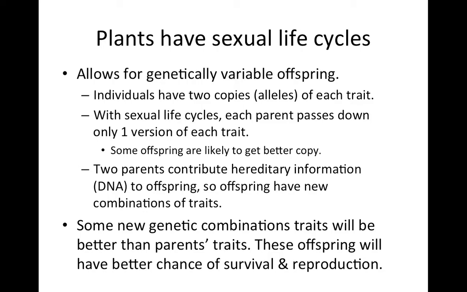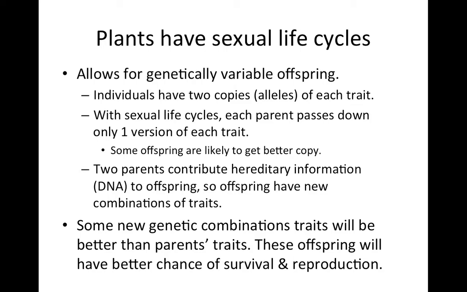So this means that if the parent has one better version and one worse version, for example, maybe one version that makes a protein correctly and a second version that makes the protein a little bit incorrectly, then since it passes down only one of the two versions to each offspring, some of its offspring are likely to get the better copy. Of course, the flip side is that some offspring will get the worse one, but at least some of its offspring will be well equipped with the good one.